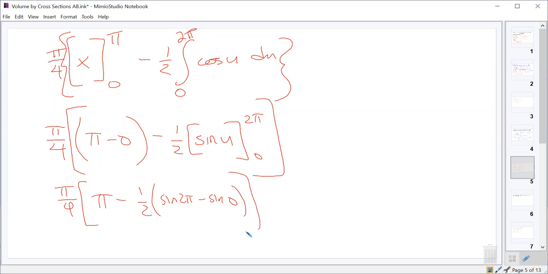And with any luck, we know that the sine of 2 pi is 0, and that the sine of 0 is 0. So I've got pi minus 1/2 of 0, and 1/2 of 0 is 0. And pi minus 0 is pi. So we've got pi times pi over 4, which is pi squared over 4. And I believe this one had units attached to it, so we'll put our units on it as inches cubed.